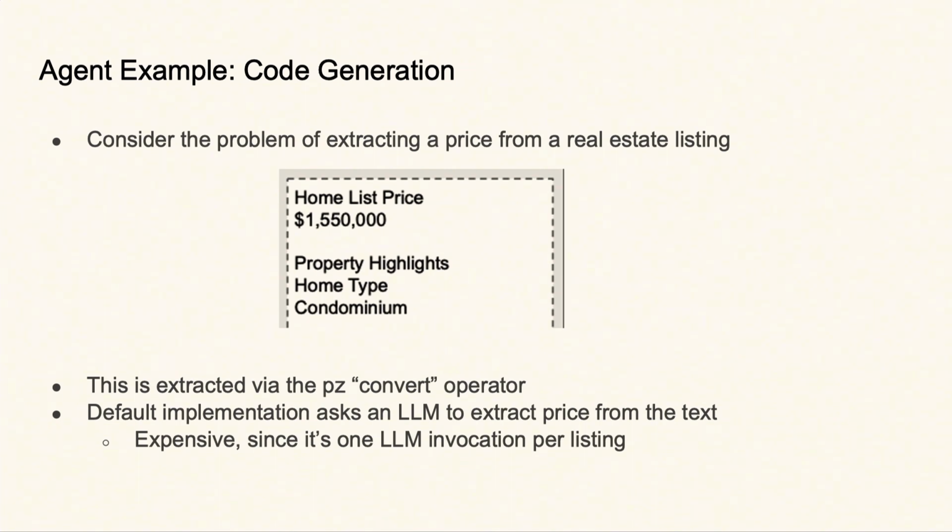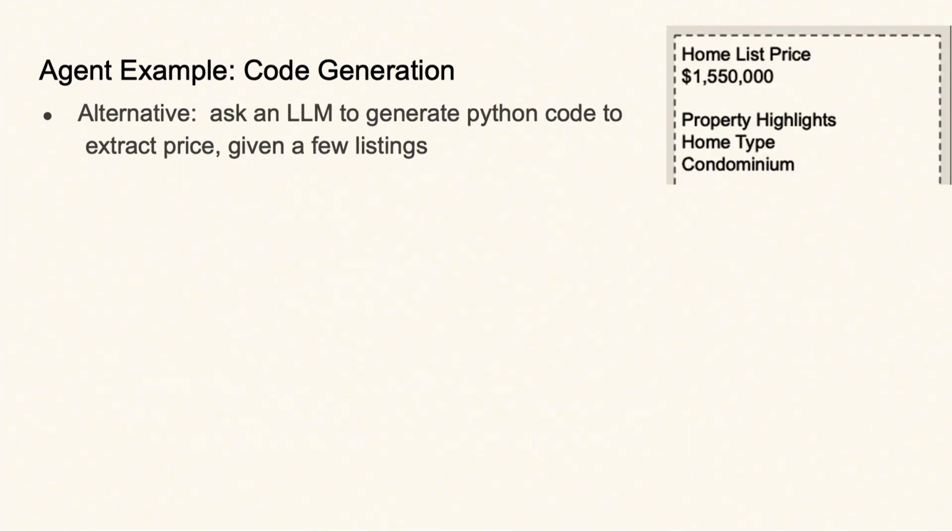And why might you want to do that? Because running a little piece of Python code is going to be way, way faster than running the LLM on every one of, say, 10,000 real estate listings. Once you've generated the code, you can reuse it over and over again. But code generation isn't going to work for all problems. In this particular case, it's going to work pretty well because it's easy to write a piece of code that uses a regular expression to find dollar amounts inside of a real estate listing. But for other things, it might not work so well.